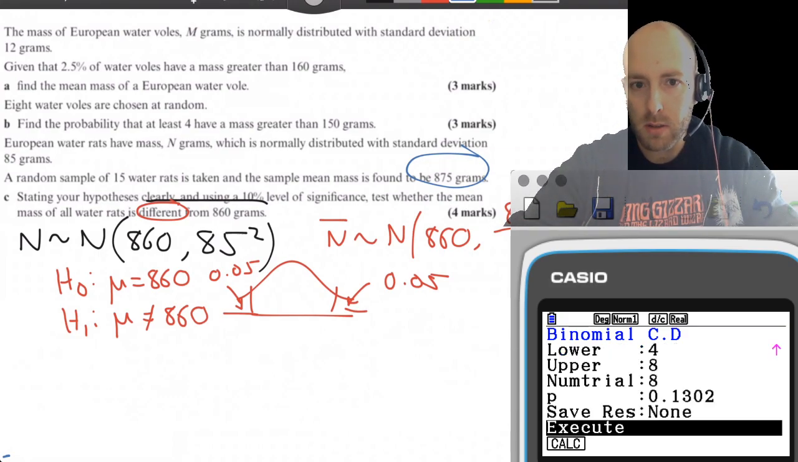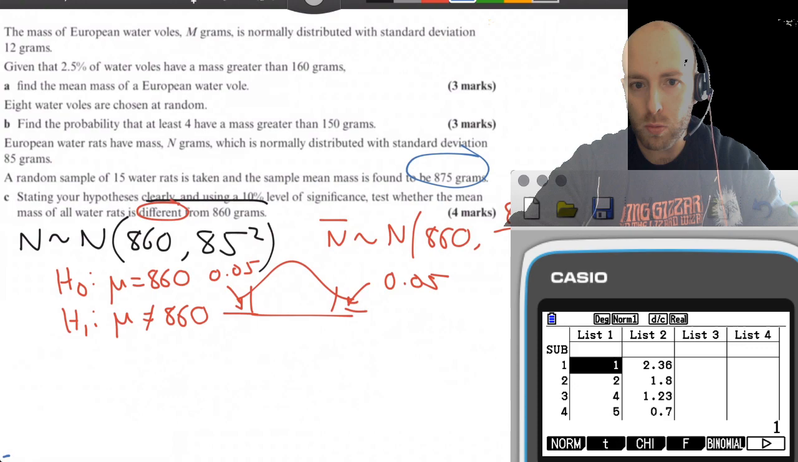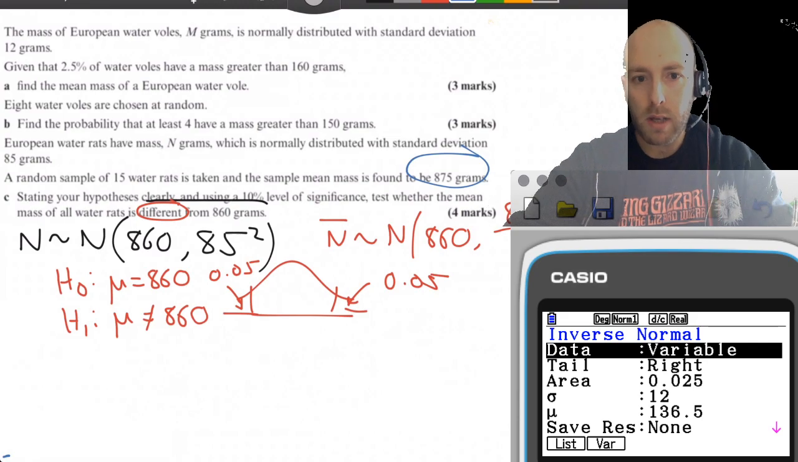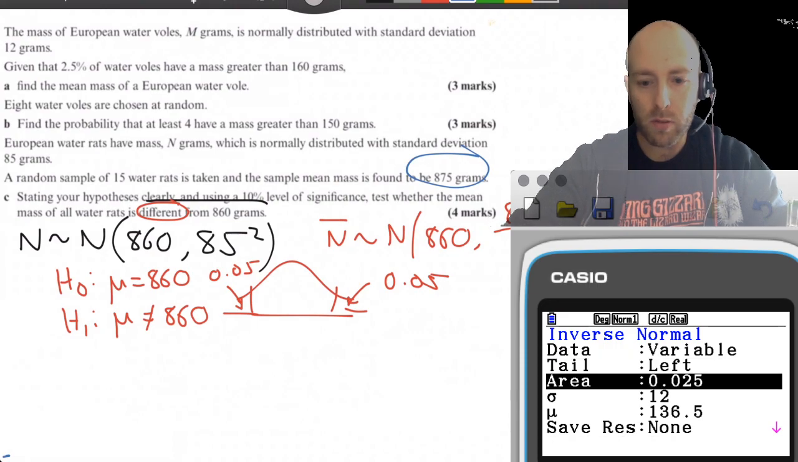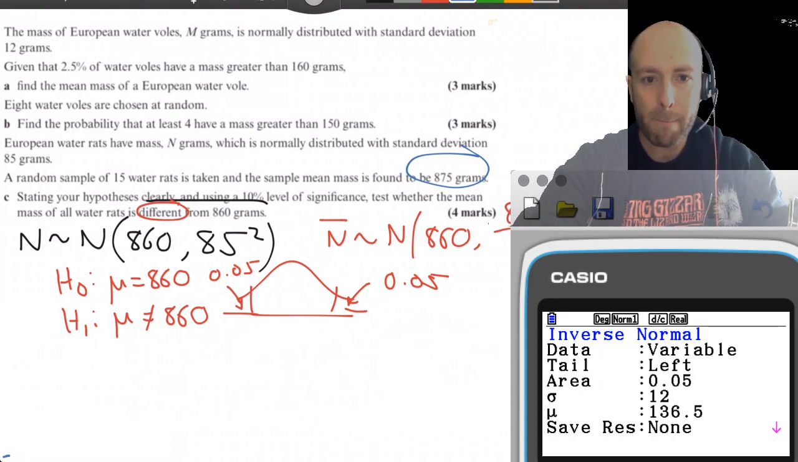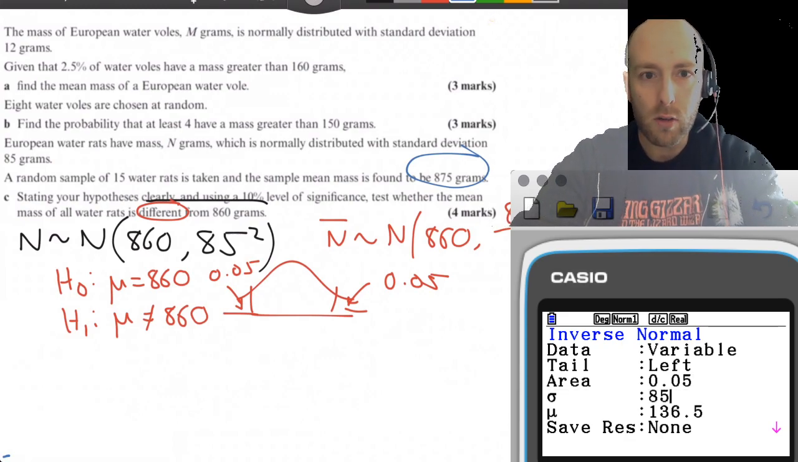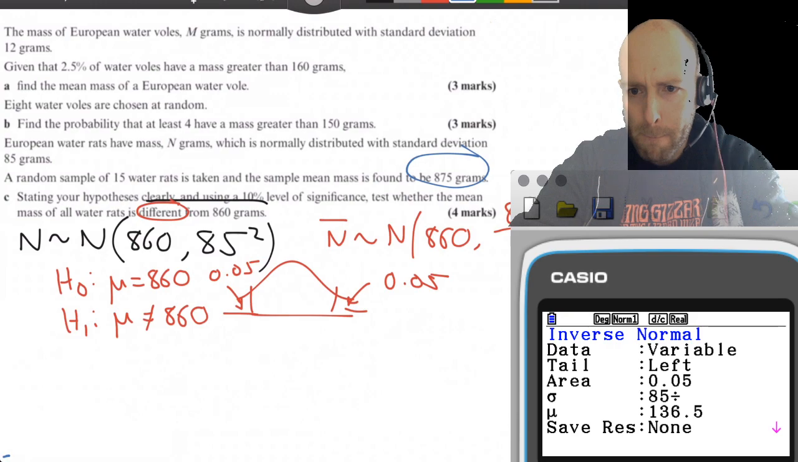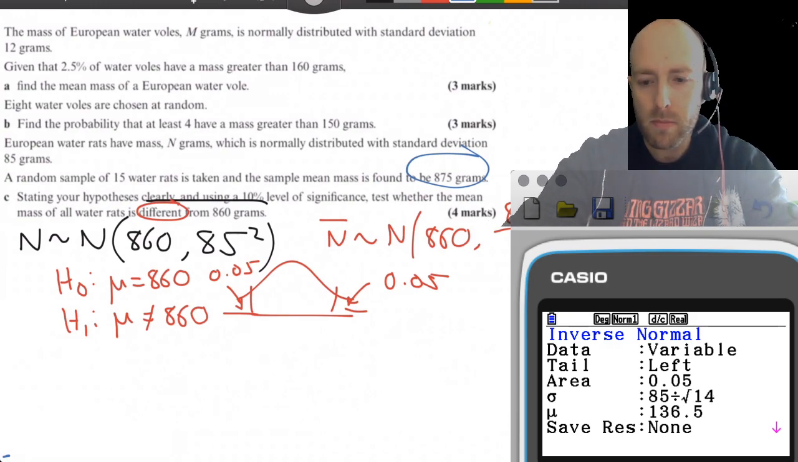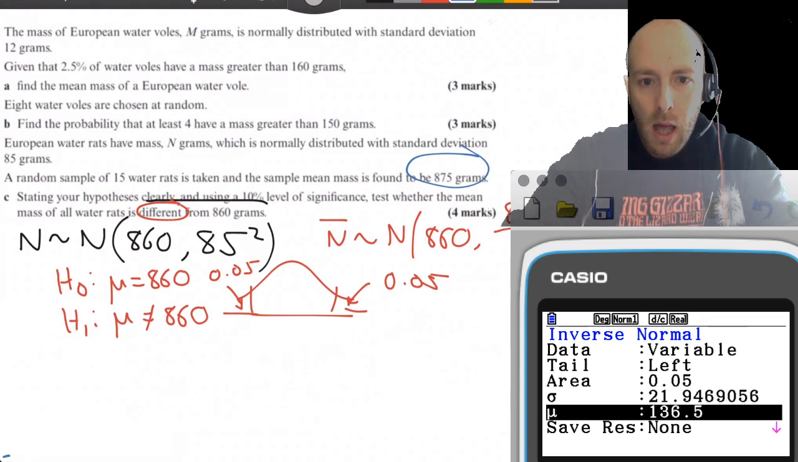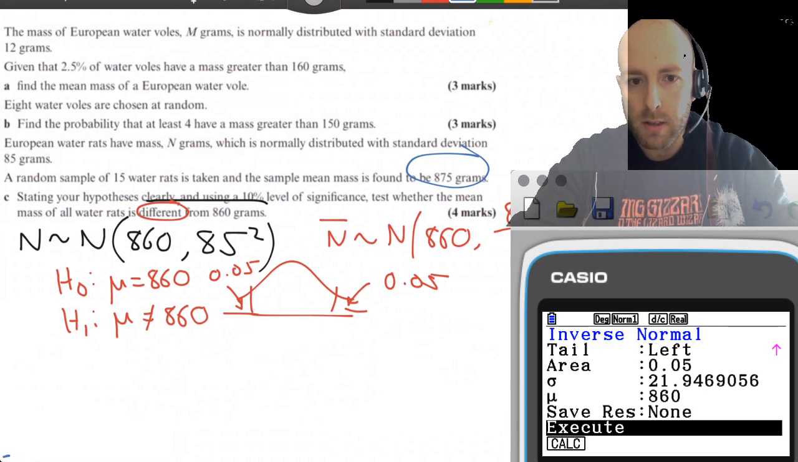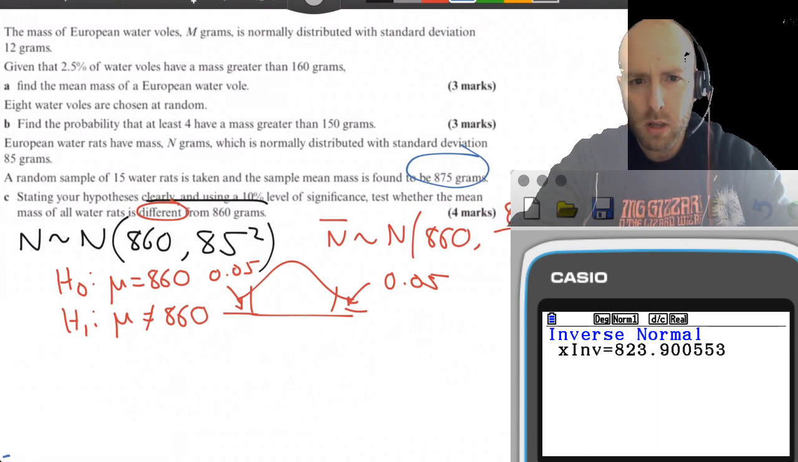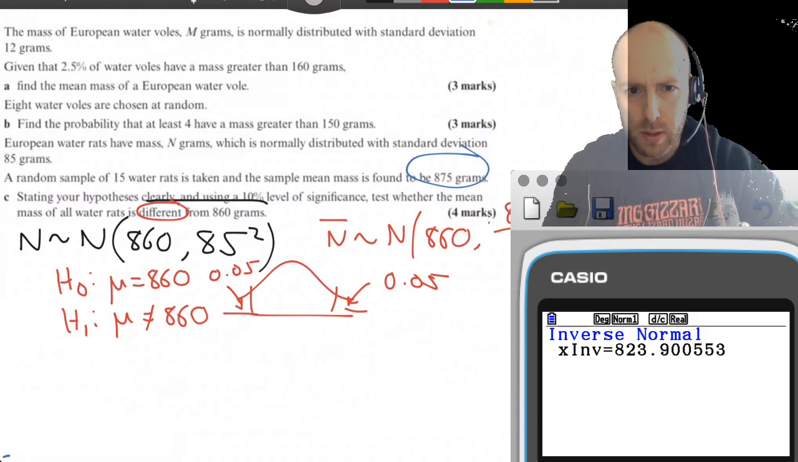We're doing inverse normal this time. So distribution, normal, inverse normal. Cool. We'll do the left tail first, because that's what people with the class wizards can do naturally. Area 0.05. Sigma is going to be 85 over square root of 15, and mu is 860. All right, down we go. Execute. So our lower critical value is 823.9.